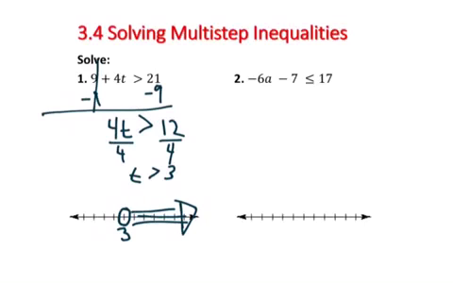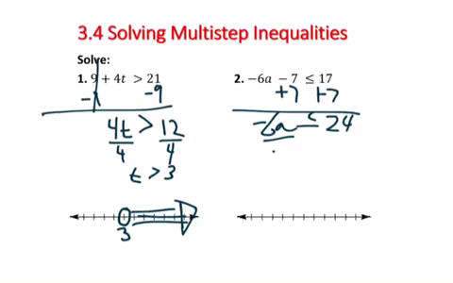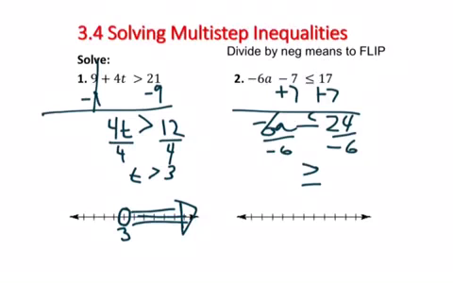The next example, okay, so solving for a, if we add 7, draw the line, bring down the inequality. Okay, so negative 6a is less than or equal to 24. So dividing by negative 6, divide by negative 6. So dividing by the negative means to flip our symbol. So less than or equal to becomes greater than or equal to. So we'll have a is greater than or equal to negative 4.